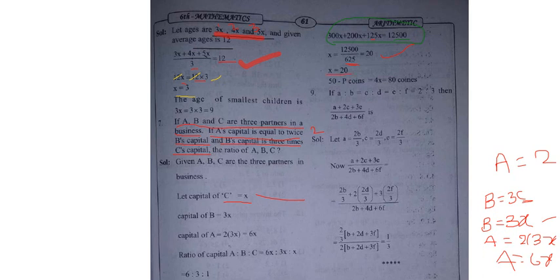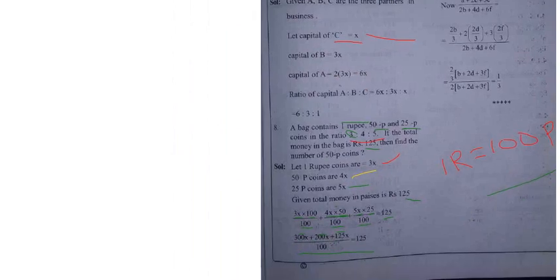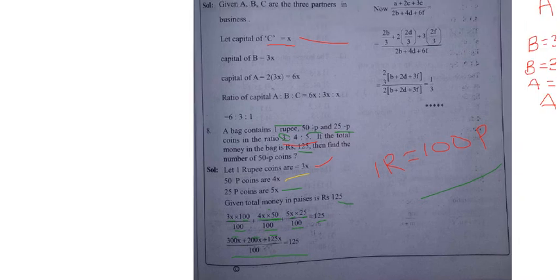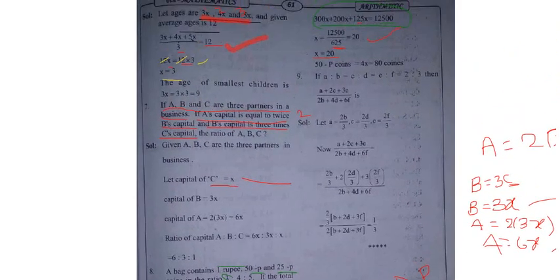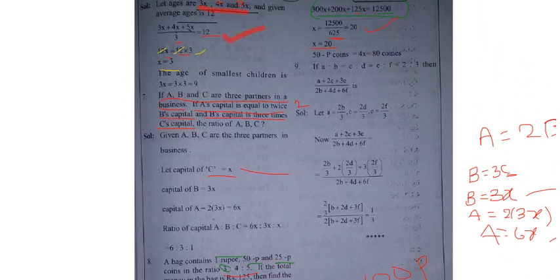What are they asking us to find? The 50 paisa coins. We assumed the 50 paisa coins as 4x. So substitute that x value in 4x: 4 into x, and x is 20 now. 4 twenties are 80. So the total number of 50 pies coins is 80 coins.